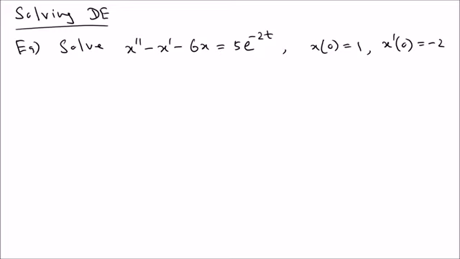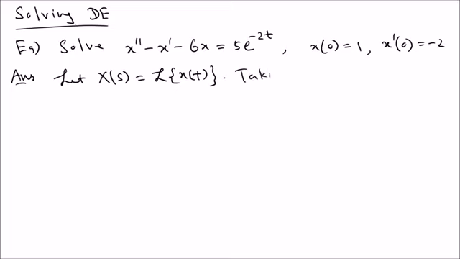If you get something like that, what we normally do is take the Laplace transform of the equation, and then we can use the initial conditions given. So let X(s) equal the Laplace transform of the expected solution. And then what we can do is take the Laplace transform of the equation.